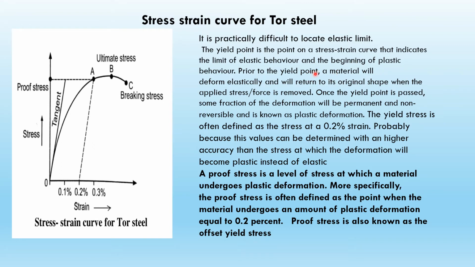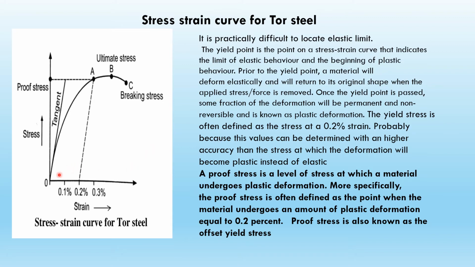So prior to the yield point, a material deforms elastically and will return to its original shape when the applied force is removed. Once the yield point is passed, some fraction of deformation will be present and non-reversible, and it is known as plastic deformation. The yield stress is often defined as the stress at 0.2% strain, probably because this value can be determined with a higher accuracy than the stress at which the deformation will become plastic instead of elastic. So it is very difficult practically to locate the elastic limit or the yield point.